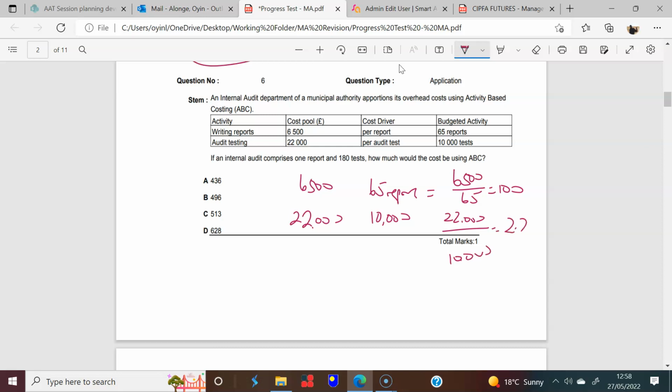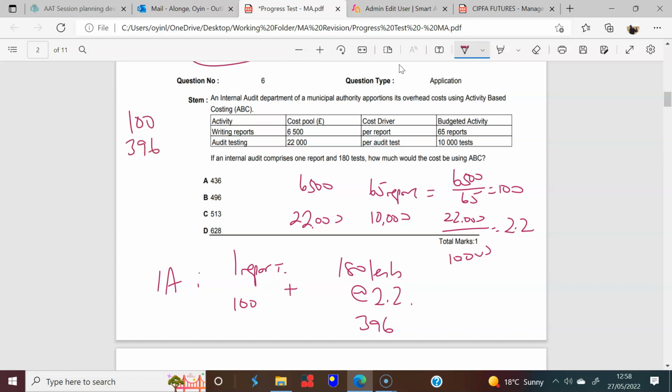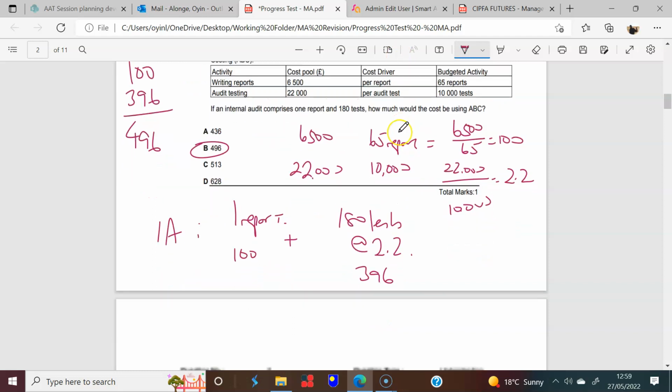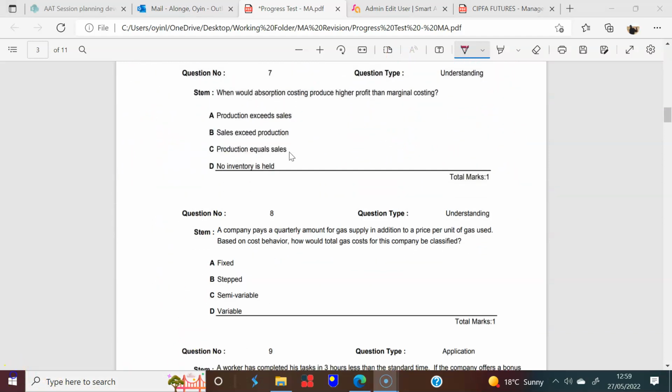of £2.20. So you have a situation where internal audit have one report, and therefore that is £100, as well as 180 tests. And if one test is £2.20, you have 180 tests, which are 396, and so therefore the total cost must be the 100 plus 396, giving you 496. And so your answer there is B.